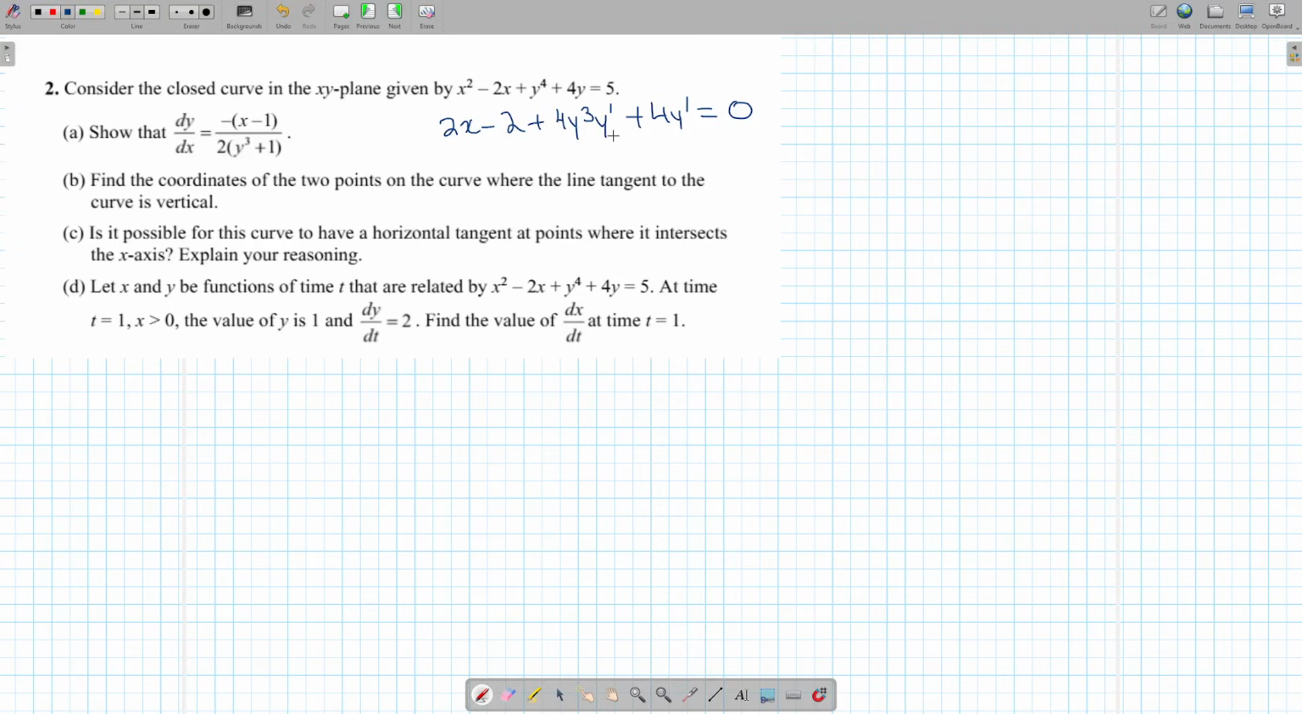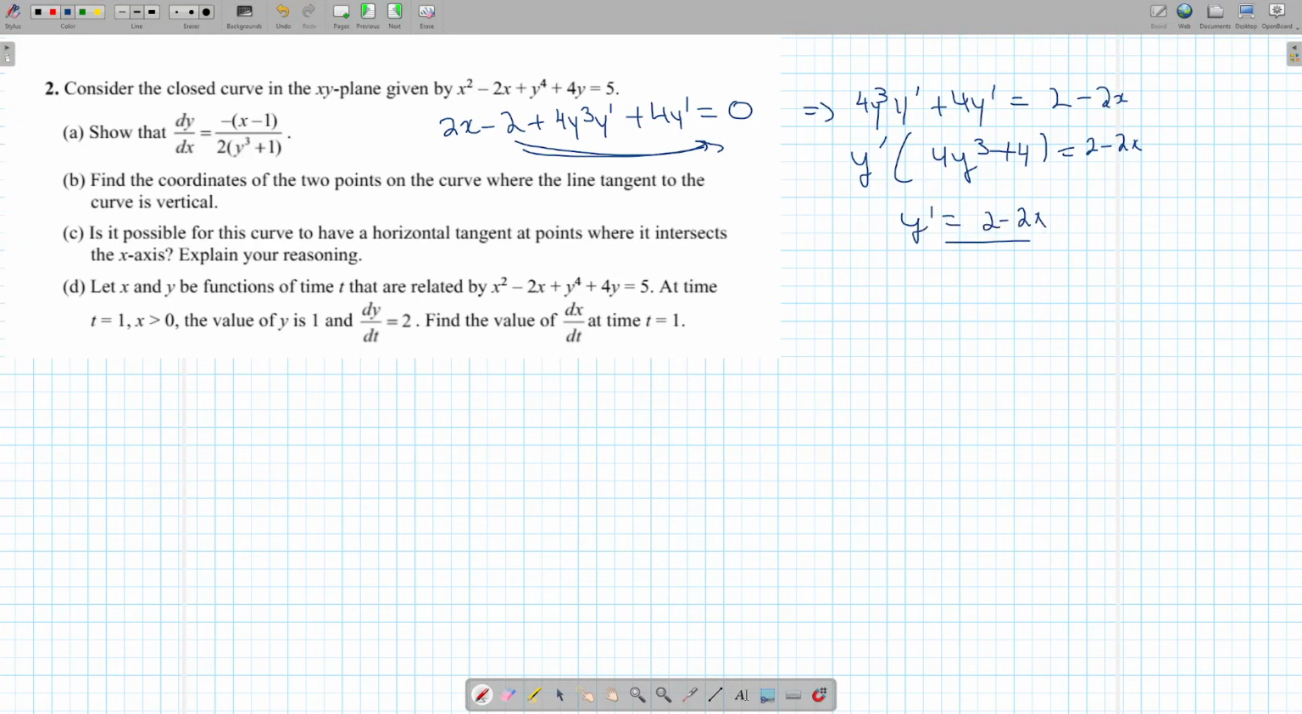Okay, to do this, let's take everything to the other side, and we're going to get 4y cubed y prime plus 4y prime equals 2 minus 2x. Now we have to collect the y primes, that's why I did this. So you take y prime outside, you get (4y cubed plus 4) equals 2 minus 2x. Then take it to the other side: y prime is equal to (2 minus 2x) divided by (4y cubed plus 4).